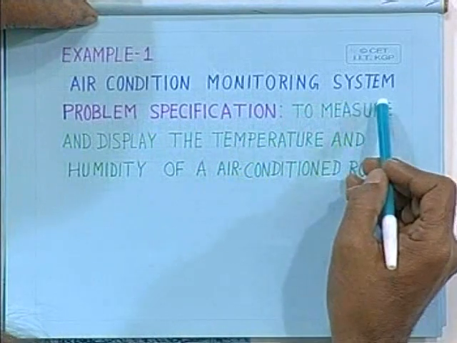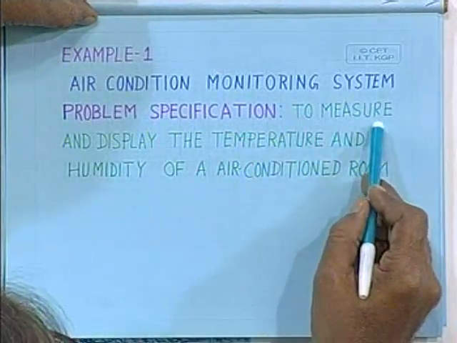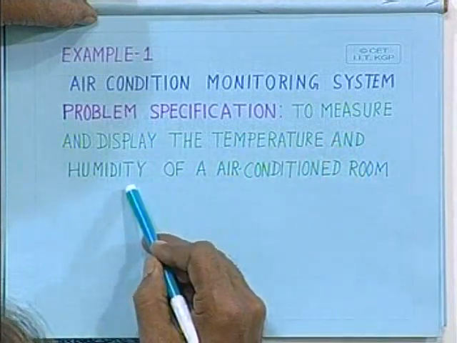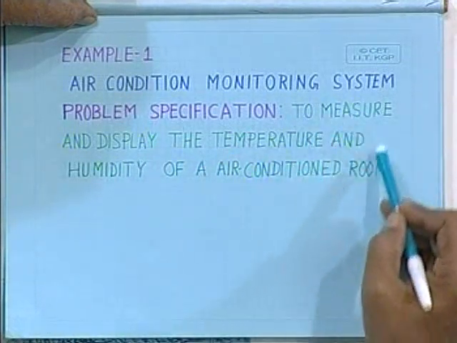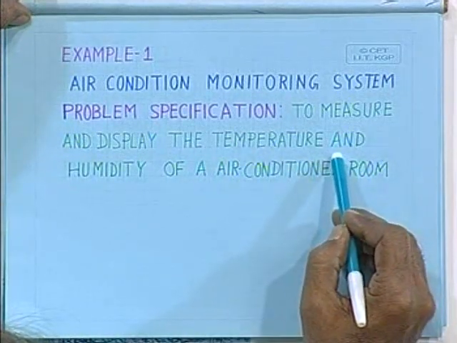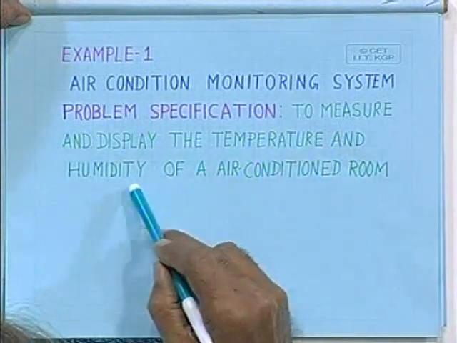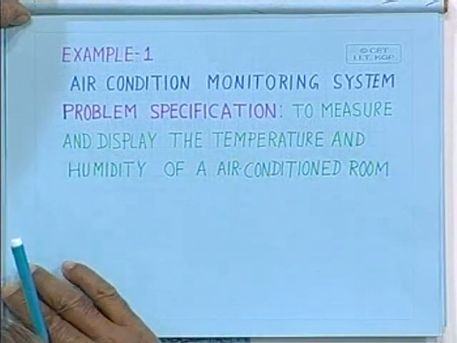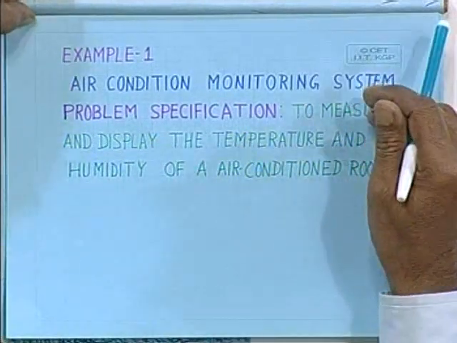Now, it is very much essential to monitor the condition of the room. That means what is the temperature, what is the humidity, and for that purpose, we have developed one monitoring system which will measure and display the temperature and humidity of an air conditioned room. So, the specification is fairly simple. Our purpose is not to control the air conditioner, but only to measure the temperature and humidity. Obviously, to get humidity, we have to measure two temperatures. One is known as dry bulb temperature, another is wet bulb temperature. And we shall see how it can be done.